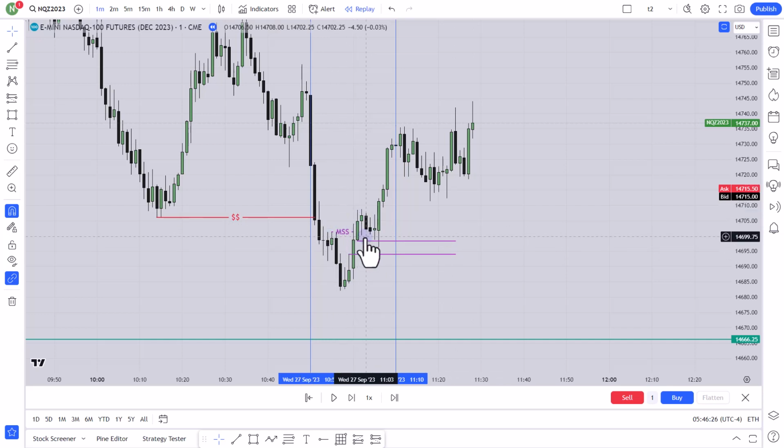Maybe this time you are right. Most of the time you will see you are wrong. So please, this is a request. Please avoid this type of market structure shift, or confusing market structure shift, and taking entry. Okay. So let's go to the PM session.